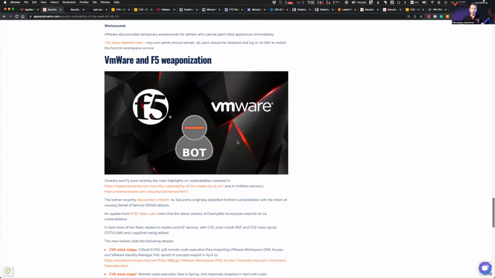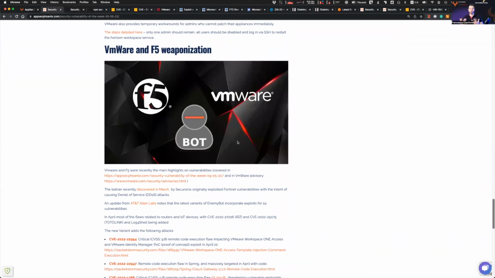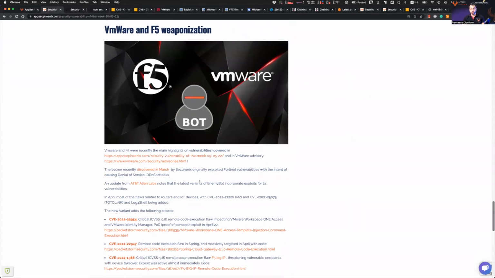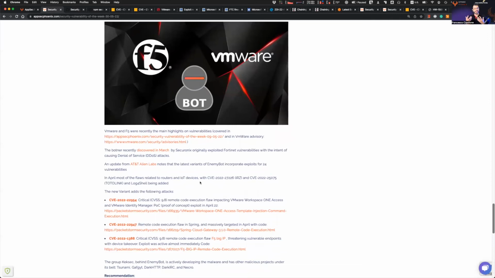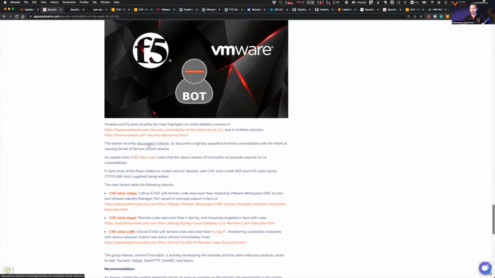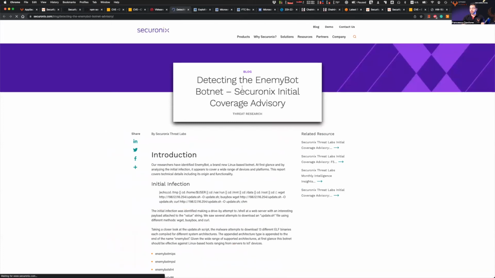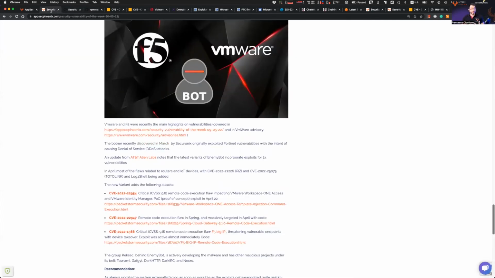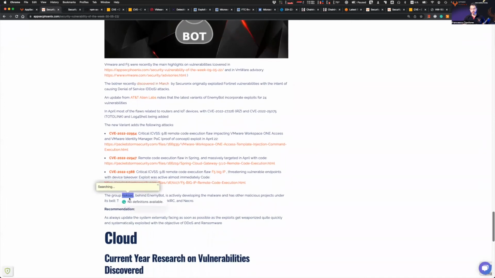So please update the system, because there are more bots weaponizing the recent VMware vulnerability, but also the F5 vulnerability. We covered the F5 vulnerability in a previous article of Vulnerability Weekly, but AT&T Alien Labs has discovered more and more utilization and weaponization of this vulnerability at scale by one of the botnets originally discovered by Securonix. The objective of the botnet is to attack systems at scale for ransomware and DDoSing, and the group, KKSec, is actively developing and updating the botnet.